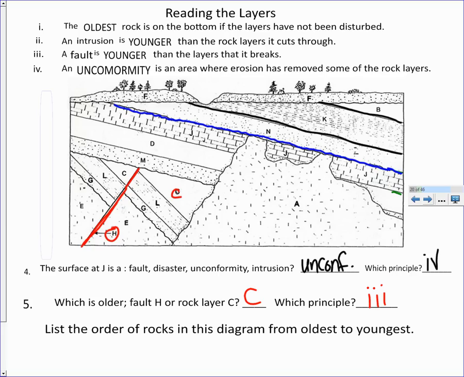Okay. And the reasoning is not something that you'll be tested on. The reasoning is there to help you explain why you chose that answer, to help you understand your answer and understand the layers. All right, now, lastly here, we must list the order of rocks in this diagram from oldest to youngest. Take a moment and see if you can do that.